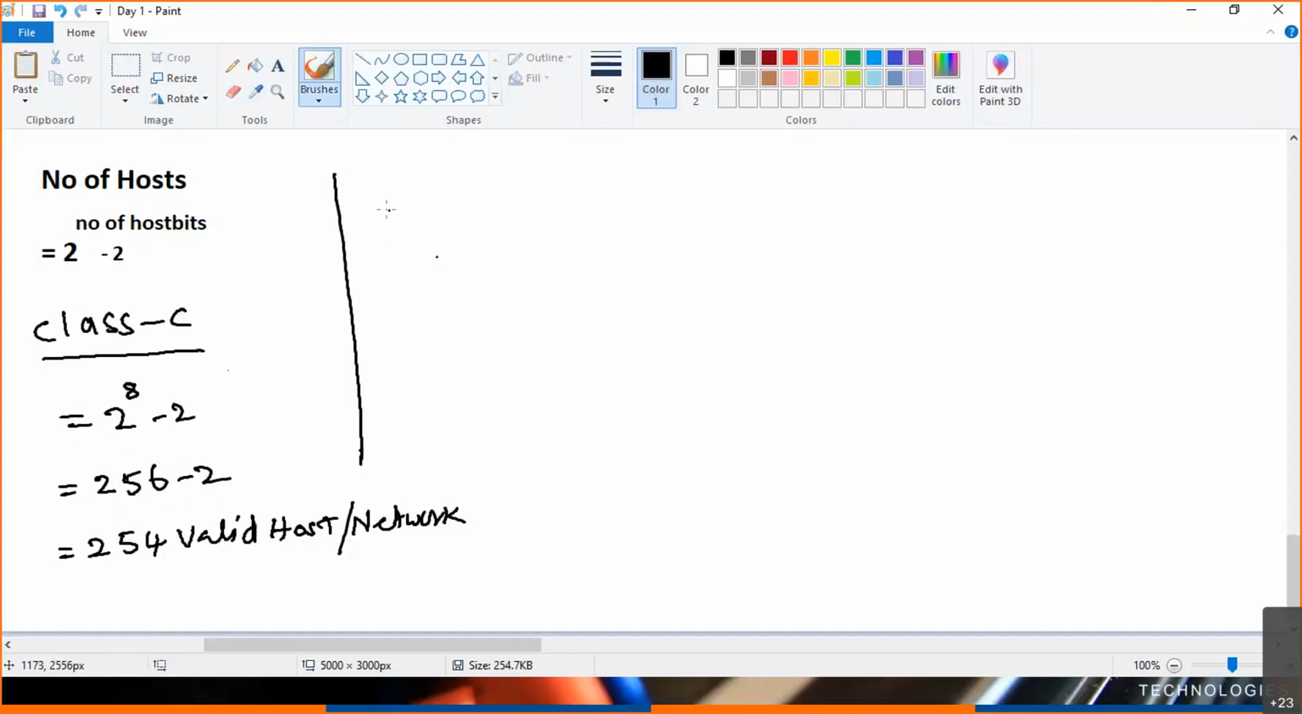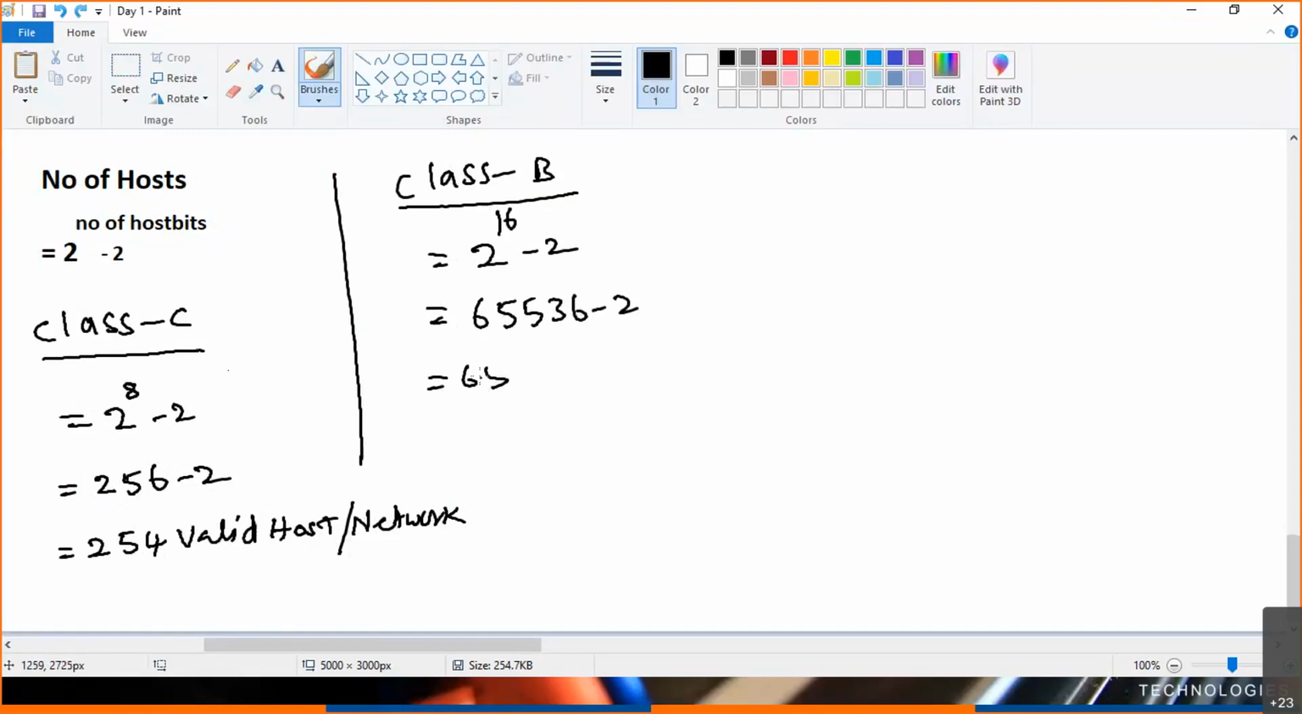Let's see about Class B. Same formula: 2 power number of host bits minus 2. The host bits are 16. What is 2 power 16? It is 65,536 minus 2, so 65,534 valid hosts per network.